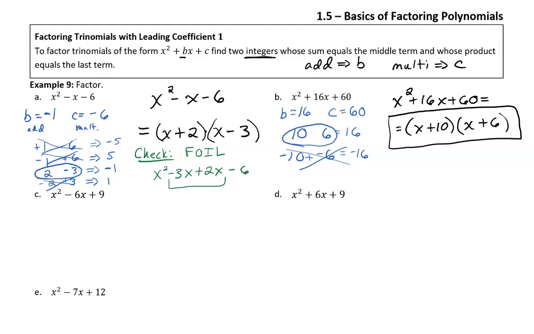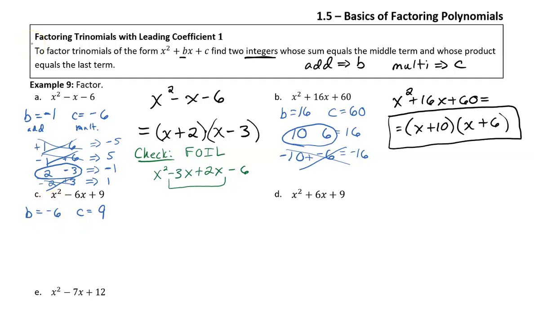Let's look at part C. What do we have in part C? I have another one: x squared minus 6x plus 9. So let's figure out the b that we're going to need, the c. B value is in front of the x, right? Not the x squared, just the x. So that's a negative 6. Last value is our c, that's the 9. So I'm looking for two numbers multiplied to give me a positive 9. But when I add them, I get a negative 6.